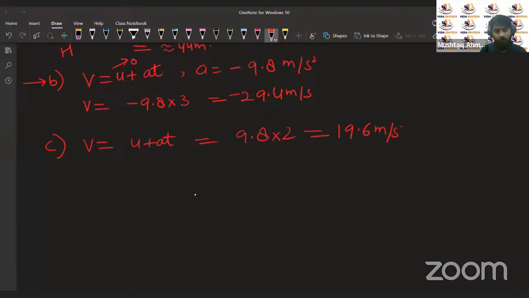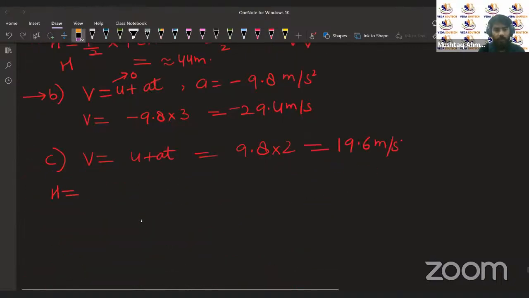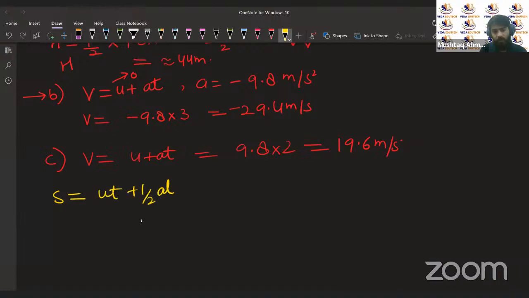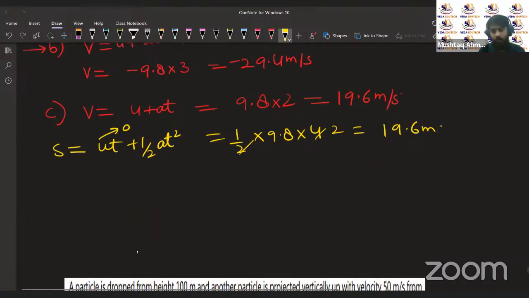And the height from the surface. The distance traveled by this particle during time t equal to 2 seconds will be s equal to ut plus half at square. U is equal to 0 here, so this term will vanish. We'll be left with half into 9.8 into t square, that's 4. So this will once again be 19.6 meters. But this 19.6 is measured from the top of this tower.